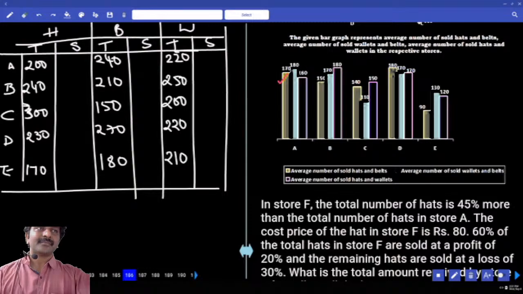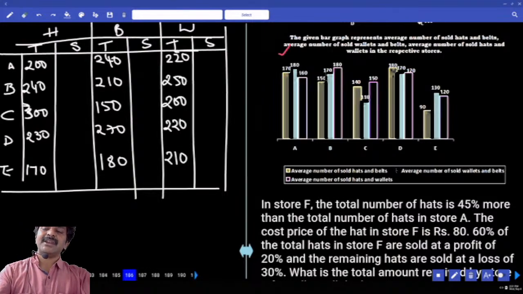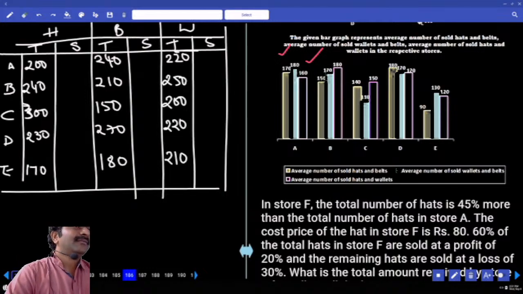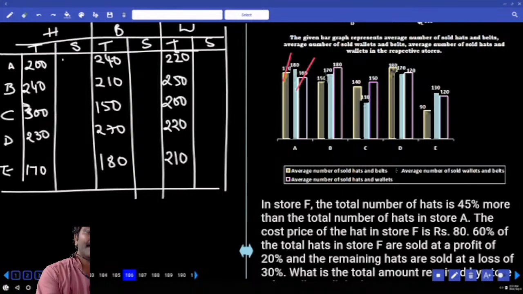Here I want to calculate number of hats. Hats are there in first one and last one, and then second must be subtracted. 170, 160 must be added. From that you need to subtract 180. First I will subtract 170 from 170. 10 I will subtract from 160. How much is left? 150 hats were sold. Are you guys following?